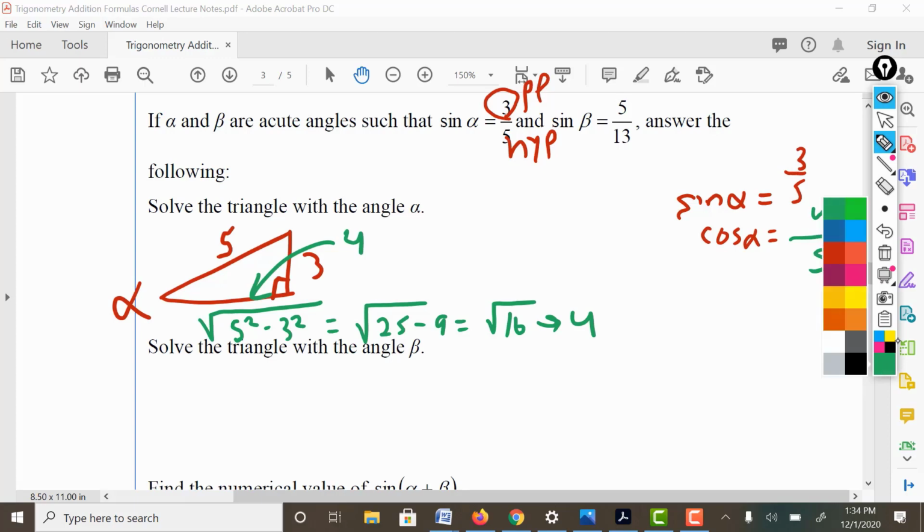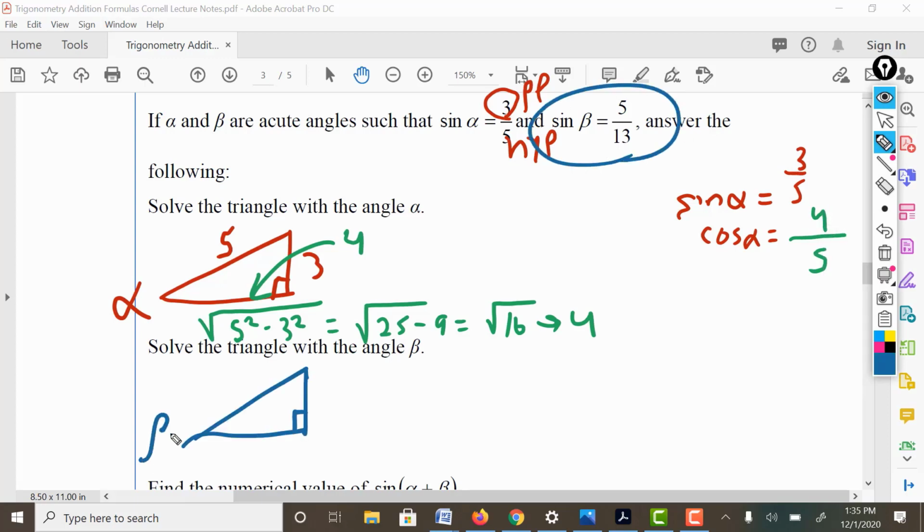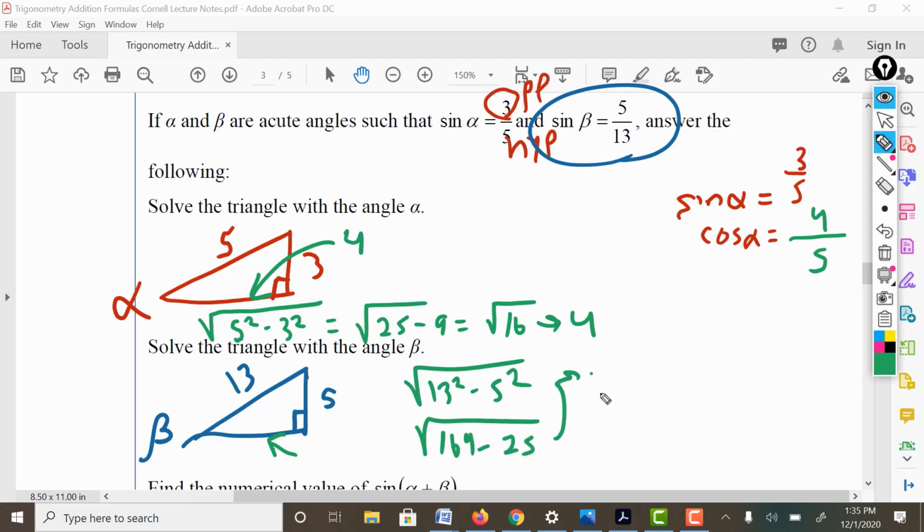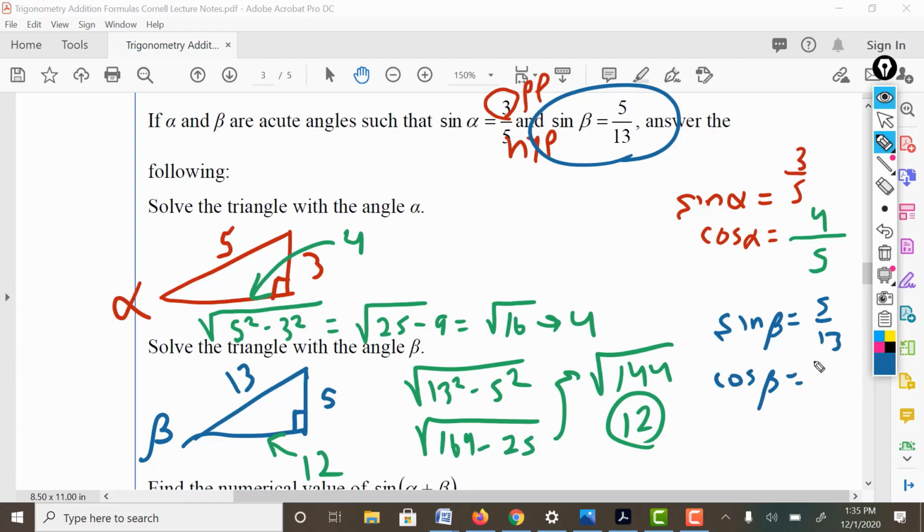We're going to do the same thing again, though, for the beta. Here's beta. Opposite will be 5, hypotenuse will be 13. This missing side, we will do 13 squared minus 5 squared. 169 minus 25. That's 144, and the square root of 144 is 12. So the missing side is 12. In a similar manner, we're going to set up sine of beta is 5 over 13. Cosine of beta, in this case, is 12 over 13.